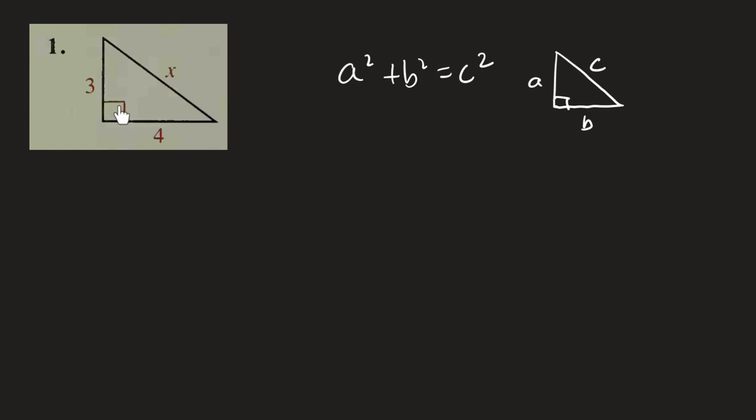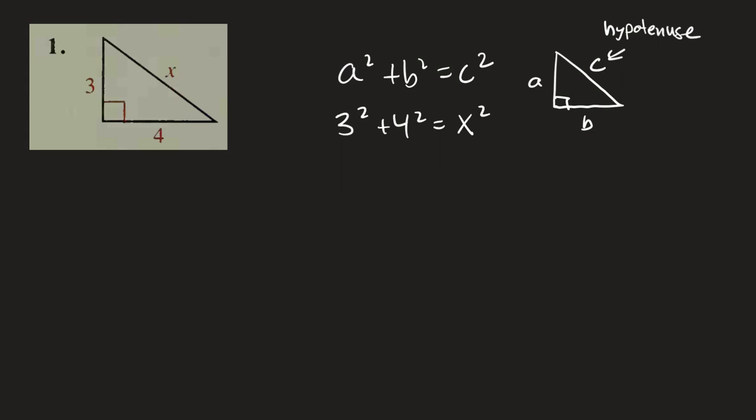And so we have this triangle here, this right triangle. We know because you have the little square right there. I'll just put 3 and 4 in for A and B. I'll substitute them. So that would be 3 squared plus 4 squared equals, in this case, C squared. But we're going to call it X, because in the problem for number 1, it's X. And by the way, the hypotenuse is the longest side of a right triangle.